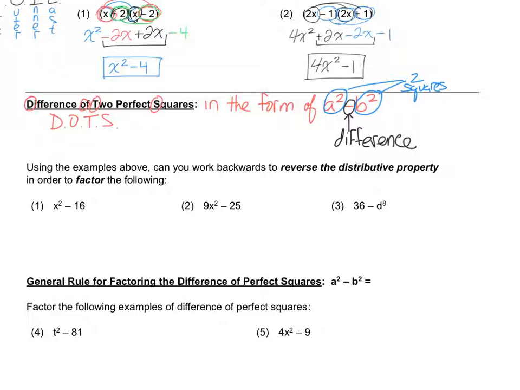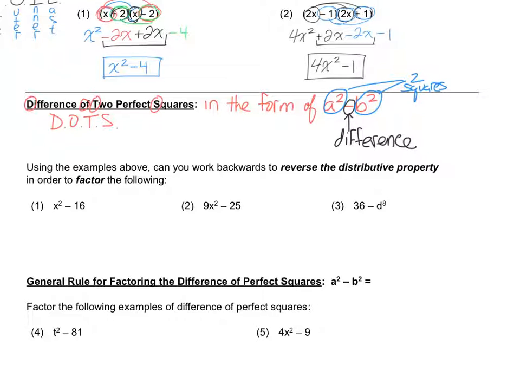All right. So that's where the name comes from. And that's important because if something is not a difference of two squares, you're not going to use this technique. You'll use some other technique if it's factorable at all. So knowing the name of it dictates how it's structured. How it's structured will dictate how you go about factoring it.